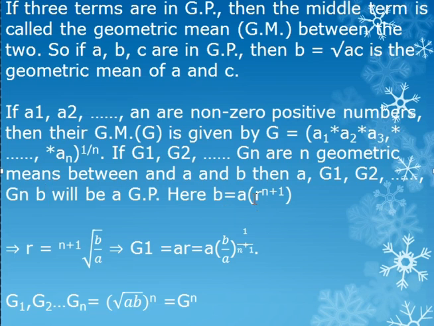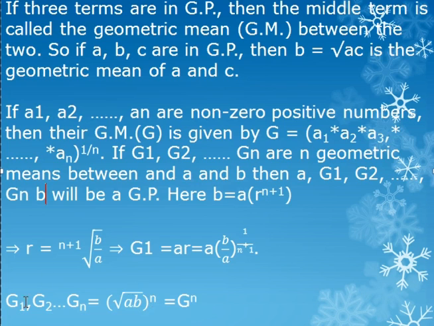And here the value of the last number b equals a into r to the power of n plus 1. We get that using this over here. It's nothing but the simplification of this. r equals the n plus 1th root of b by a, which means that the value of g1 is ar, also equal to a into b by a to the power of 1 by n plus 1. And similarly the value of g2 will be ar square, which is equal to a into b by a whole to the power of 2 by n plus 1, and so on. The value of gn will be ar to the power of n, which is a into b by a whole to the power of n by n plus 1.